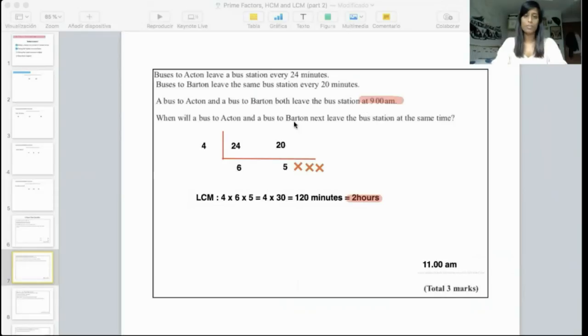One is the lowest common multiple, and the second part is working out what to do with that question at the end. Okay, I hope that makes sense to you. Hope you understand that. Great.